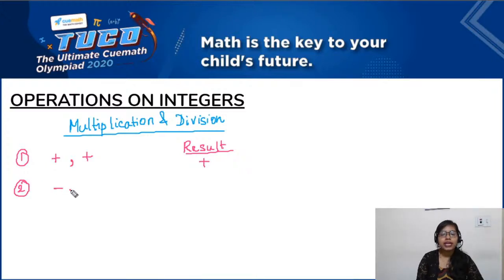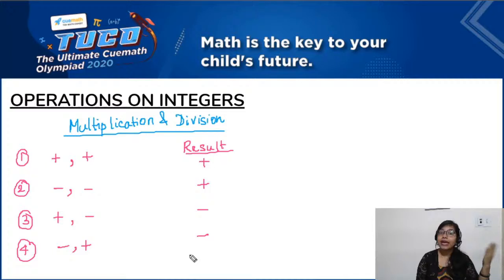If you have two negative numbers being multiplied, again your result is positive. And if you have your third one, let's say a positive and a negative number being multiplied, the result will always have a negative sign. And the fourth one, if you have a negative and a positive number being multiplied or divided.